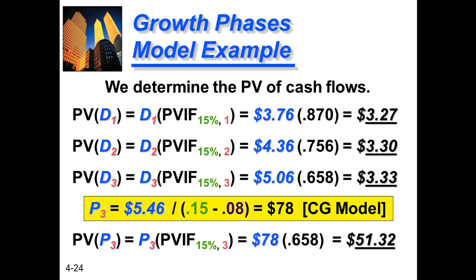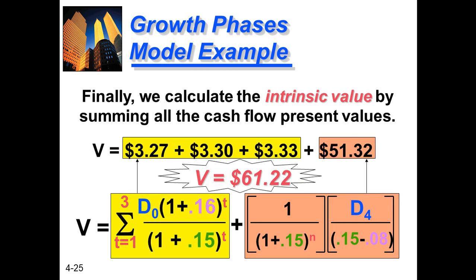Now P3 is equal to 5.46 divided by 0.07, which we found before and became 78, and 78 is also discounted to the present value. So 78 multiplied by 0.658, the factor for 15% for 3 years, becomes 51.32. Now finally we calculate the intrinsic value by summing all the present values of the cash flows. So 3.27 plus 3.30 plus 3.33 plus 51.32 becomes V equal to $61.22.